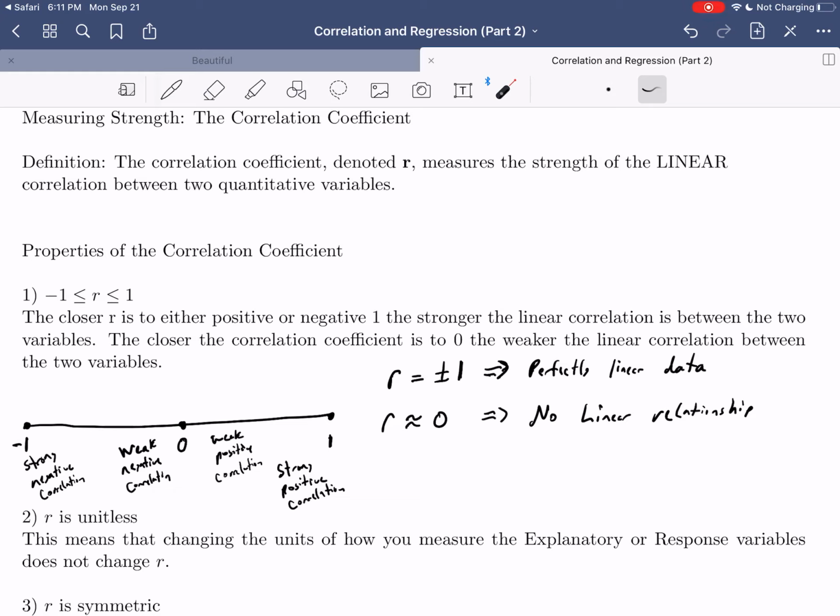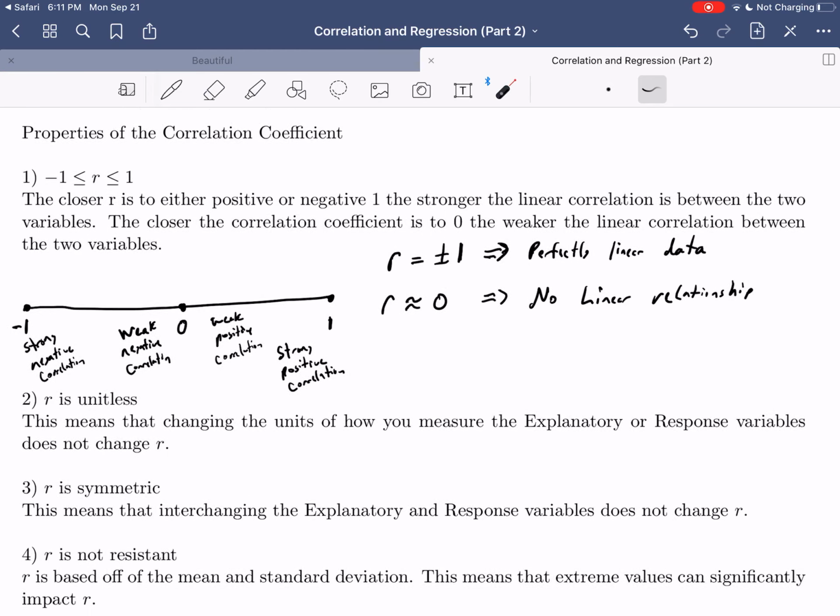Now, you might say, what if we land in between, like somewhere between 0 and -1, or between 0 and 1, somewhere medium? How do we decide if it's strong enough? Well, we'll talk about that in just a moment. We're going to make use of a statistical table that'll tell us how strong is strong enough. But for now, let's talk about a couple other properties.